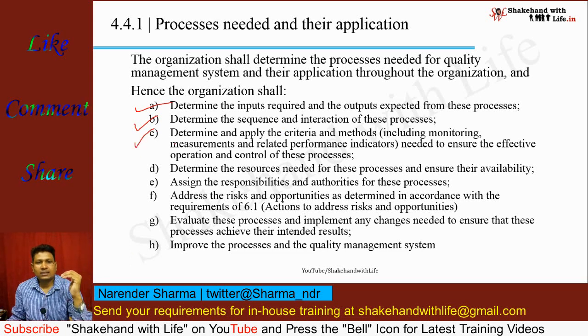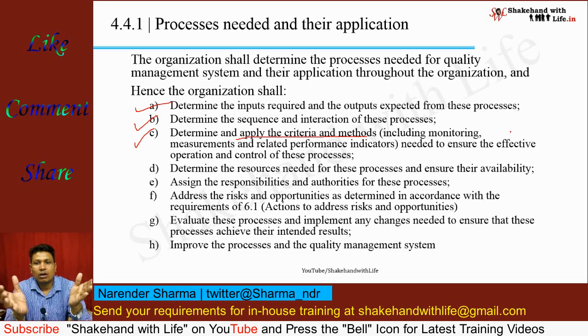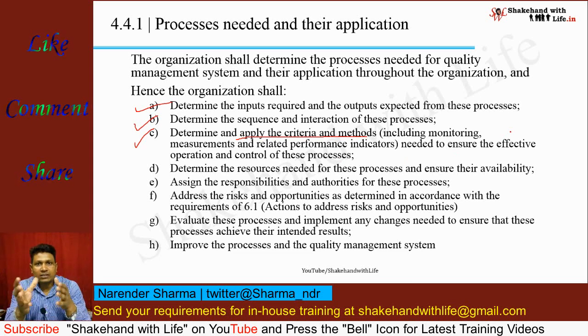The point number C says determine and apply the criteria and methods. Criteria and methods, and this includes monitoring of the processes, measurements in the processes, and what type of key performance indicators you have chosen to evaluate the processes, and why these indicators are needed. It is needed to ensure the effective operation and control of these processes.